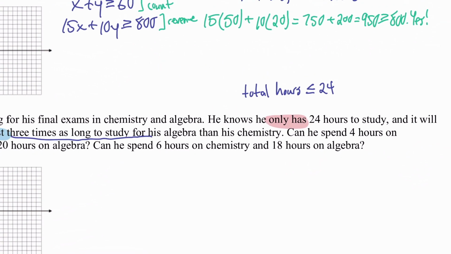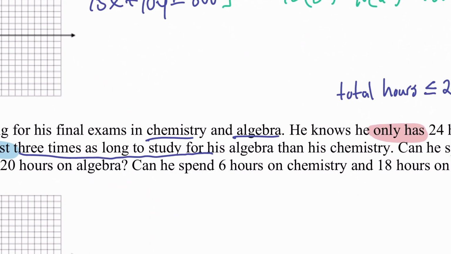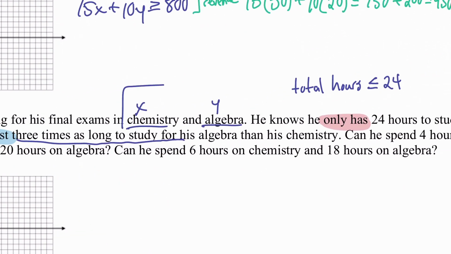But then we're talking about, he's studying for chemistry and algebra, and we're talking about how long it takes for the studying, and then we're asked, well, what about 18 hours on this and 6 hours on this? So the 2 variables, x and y, these are numbers of hours. And I'm going to say that if x is hours spent on chemistry and y is hours spent on algebra, that means we can put these 2 things together and say, oh, we have an inequality. x plus y is less than or equal to 24 hours.